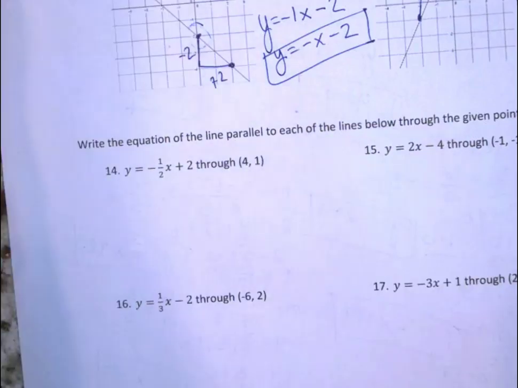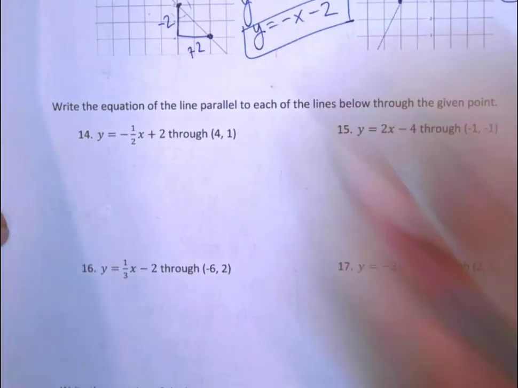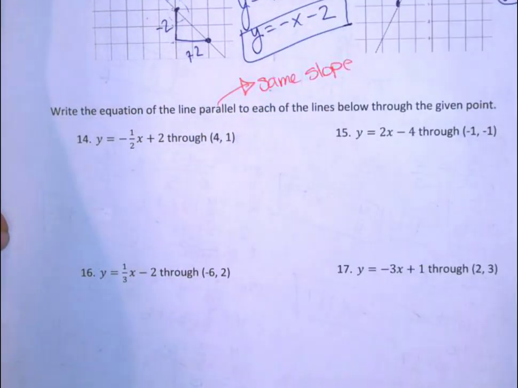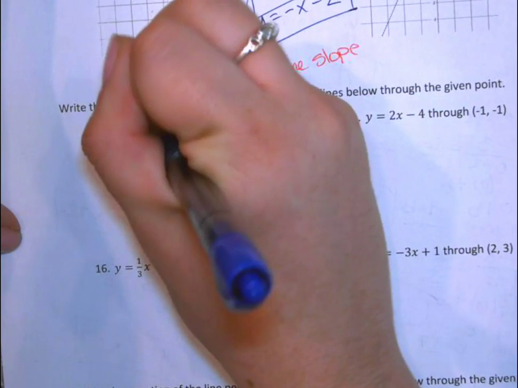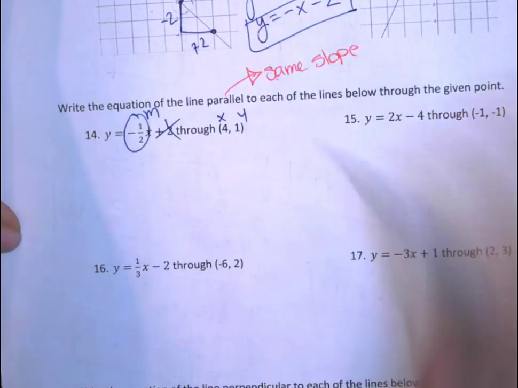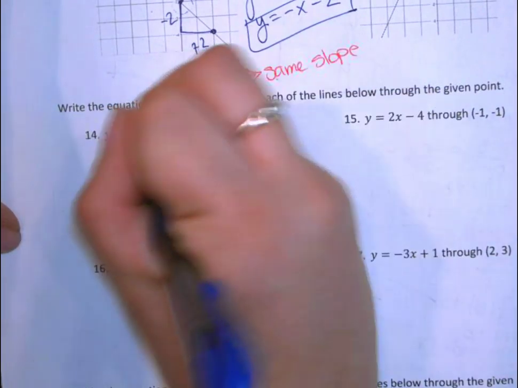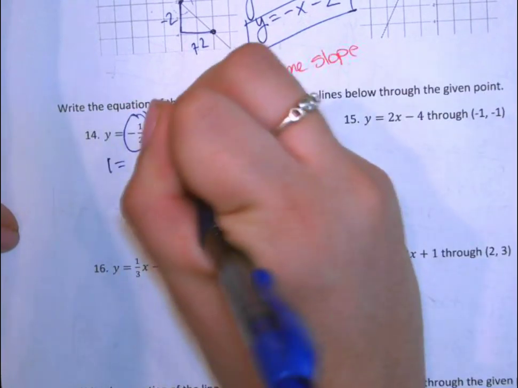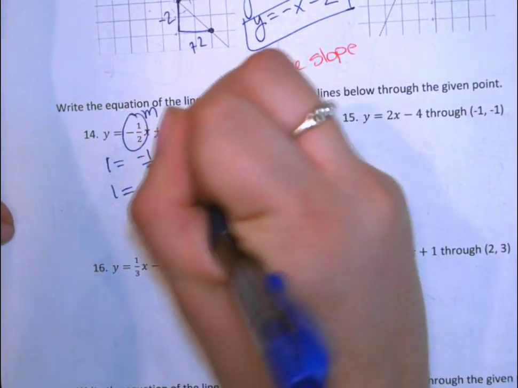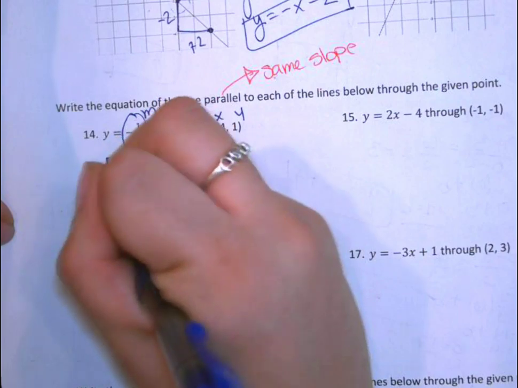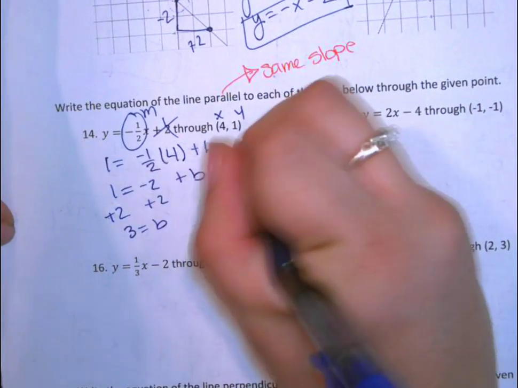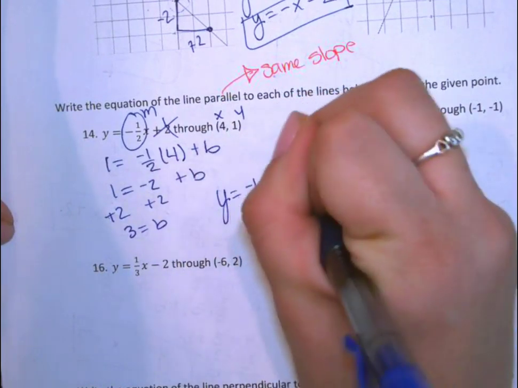Okay. Parallel means it has the same slope. So what I'm going to do, my slope is m, this is x and y. I'm going to plug those into my y equals mx plus b equation. This 2 is not important. So I have 1 equals negative 1/2 times 4 plus b. Negative 1/2 of 4 is negative 2. Then I add 2 to both sides. I get 3 equals b. So I plug back in my m and b. So I have y equals negative 1/2 x plus 3.